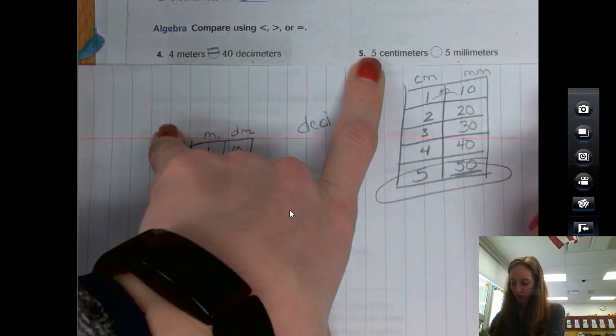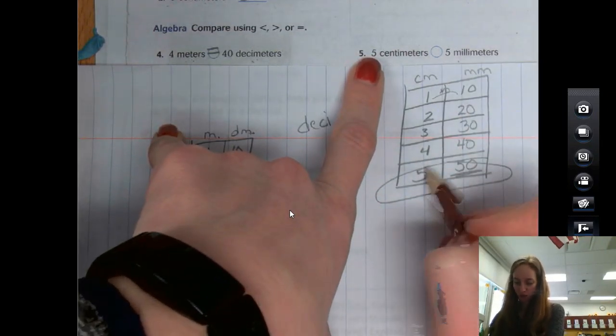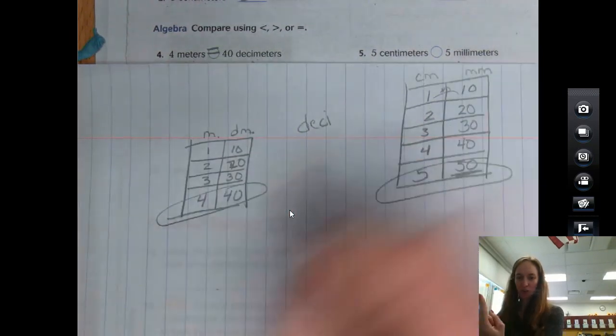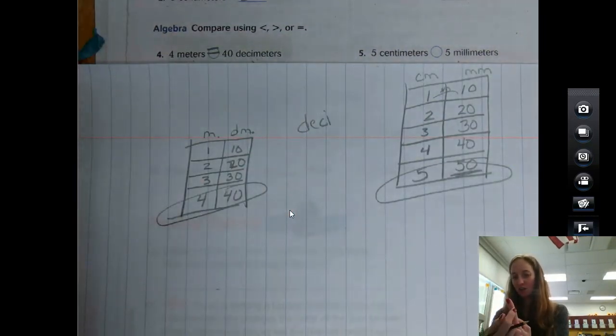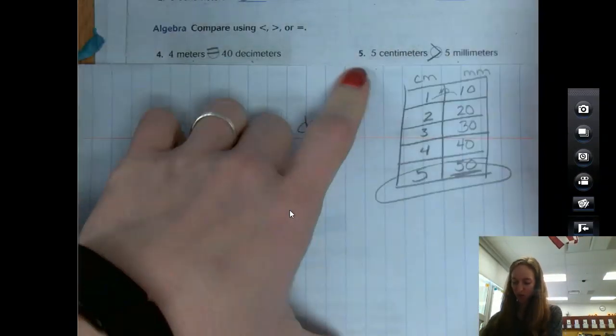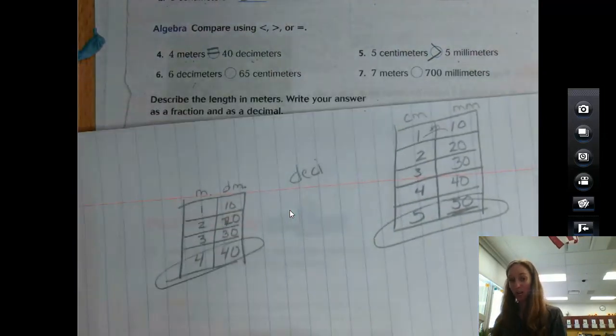So which one's bigger? 5 centimeters or 5 millimeters? Remember, 5 centimeters would be like this, 5 of these across, or 5 dinks. Which one's bigger? 5 centimeters, right? You might be able to do that without your chart if you remember those benchmarks.